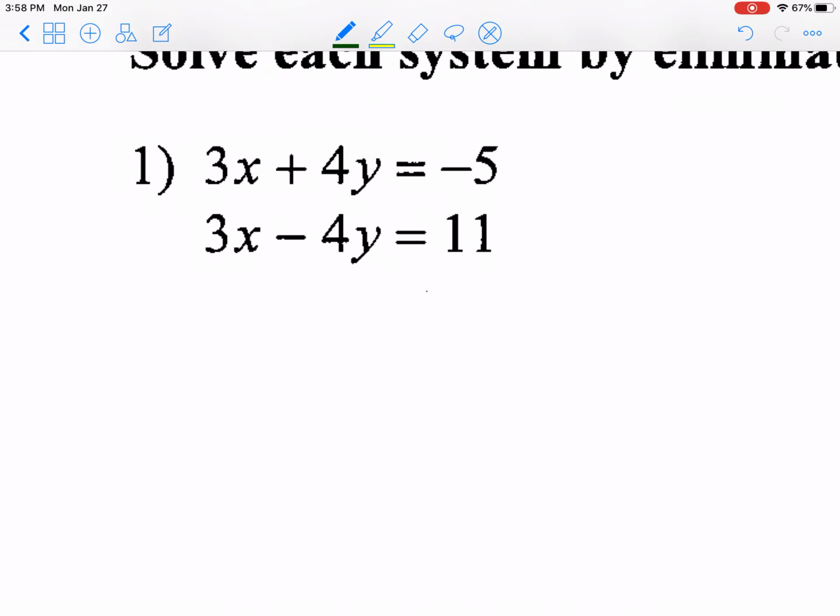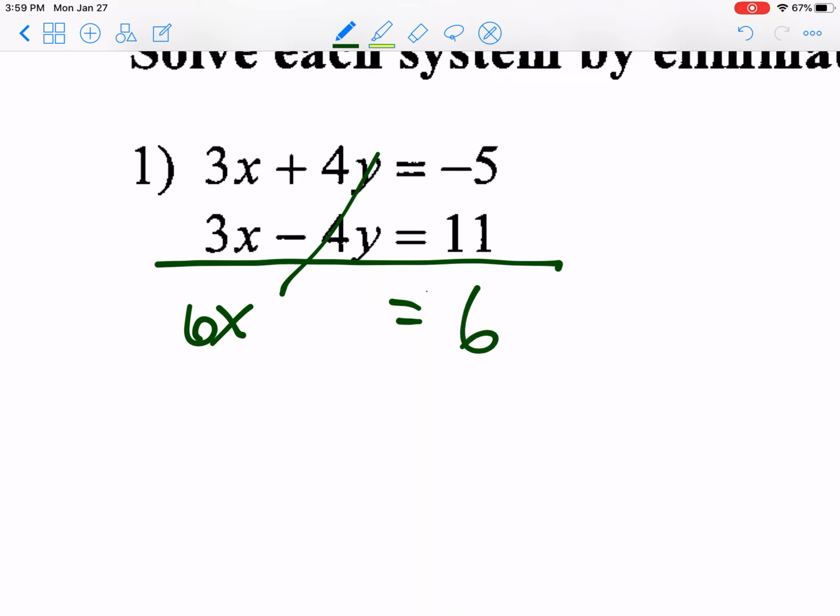So with this set, number 1, if I were to add these two equations together, something really great happens. 3x plus 3x is 6x. 4y minus 4y, well that's 0, equals -5 plus 11, that's 6. Notice that already I have gotten rid of the y variable. So now it's easy for me to solve for x. I can just divide both sides by 6, and now I know that x equals 1.